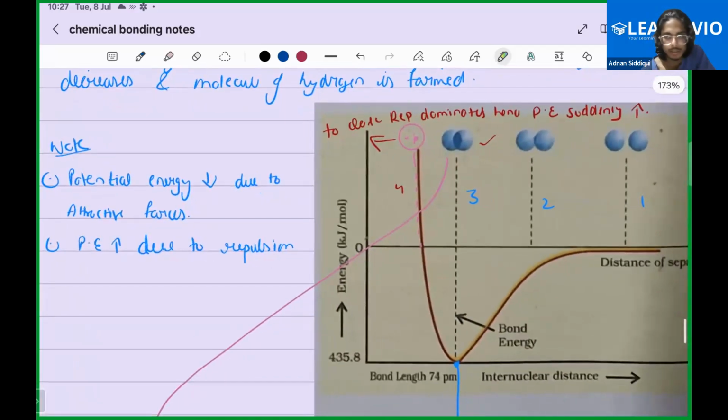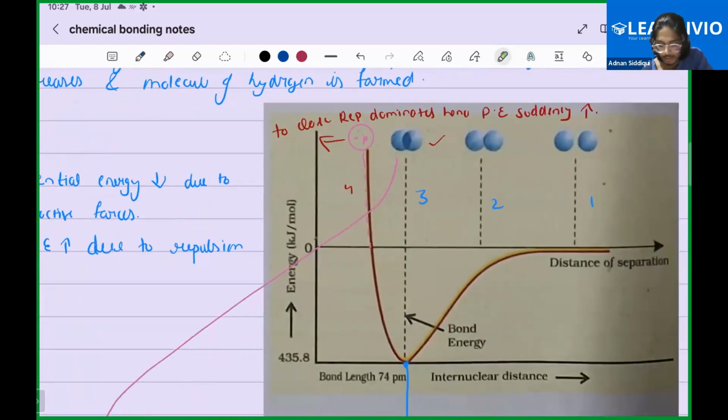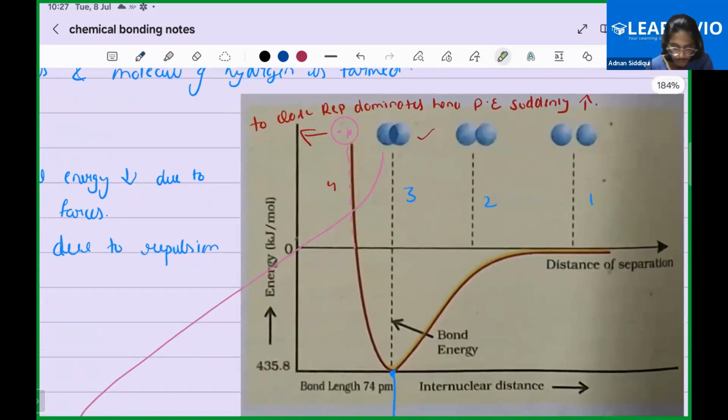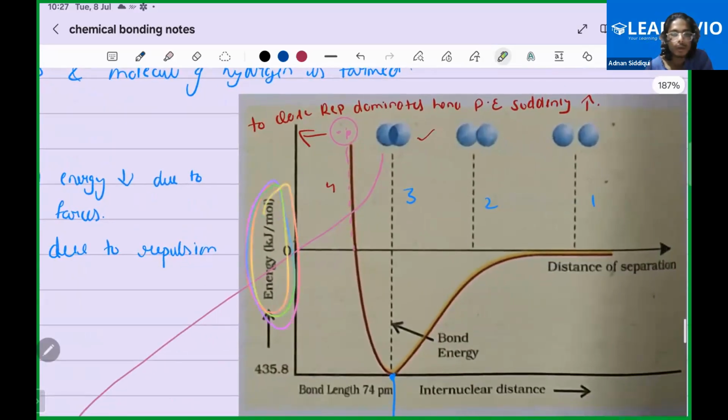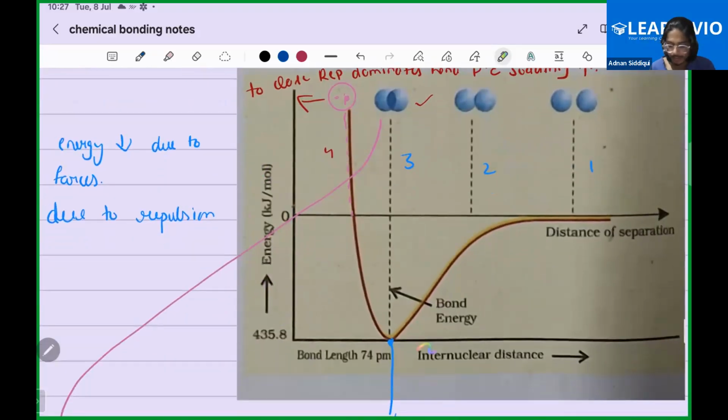Let us read this note first. Potential energy decreases due to the attractive forces. Potential energy increases due to the repulsive. Right? So let us see what is happening here. On the y-axis, I have my energy. On the x-axis, I have my internuclear distance. What do we mean by internuclear distance? The distance between the two nuclei of two respective atoms.